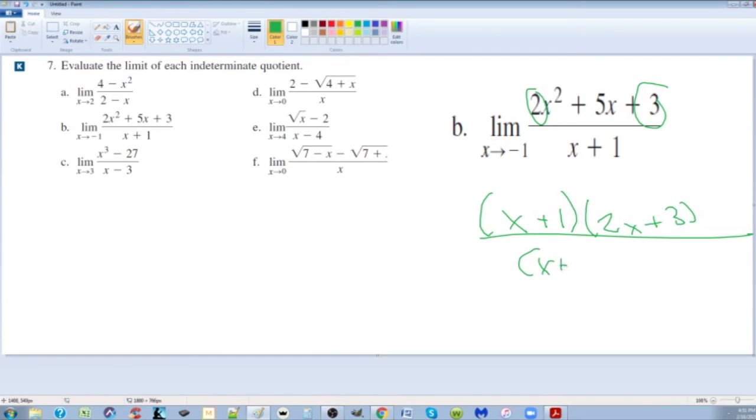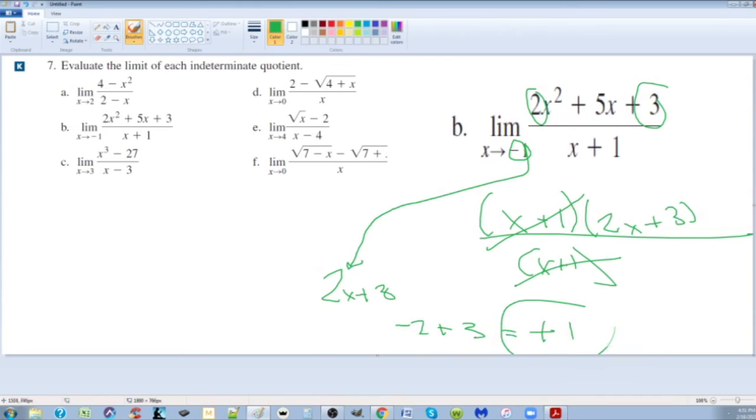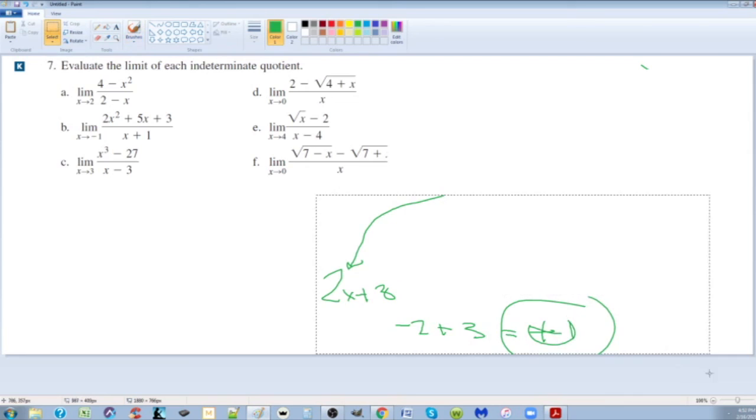I was pretty sure I was going to find a cancellation. And I'm left with 2x plus 3 up top. Now, as x approaches minus 1, I can substitute, get minus 2 plus 3 plus 1 is the answer. So as x approaches minus 1, this whole function approaches y is equal to 1, but there's going to be a hole in the line. It's going to look like a line, by the way.